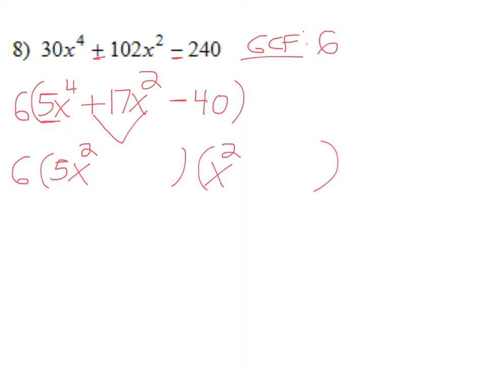And again, this last number is negative, so I'm going to have mixed signs. Remember, I want factors of 40. What winds up working is if I put plus 8 and then minus 5.